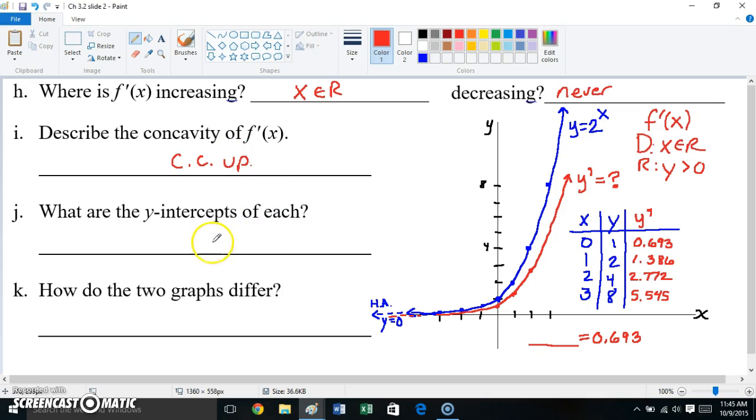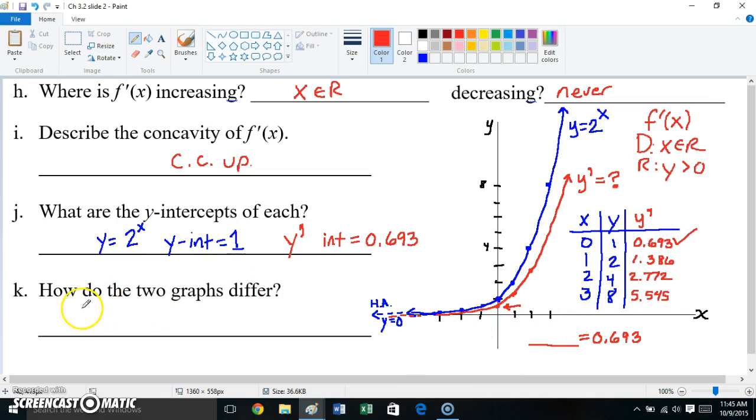All right, what are the y-intercepts of each? So we know that the y-intercept of 2 to the x is 1. 2 to the 0 is 1. The y-intercept for the derivative, y prime, and I don't know its function at this point, is 0.693. So I would have to look at my graph at this point or look at my table.